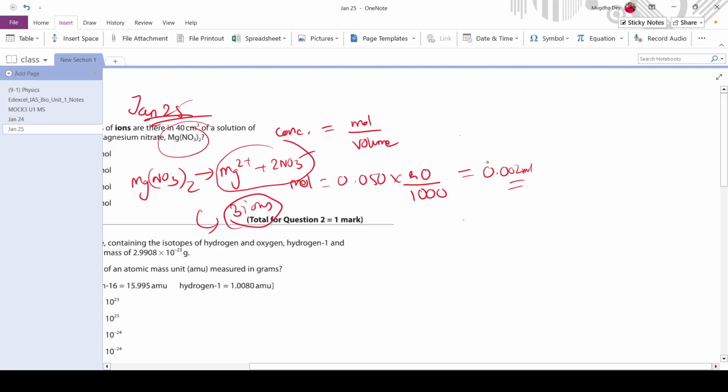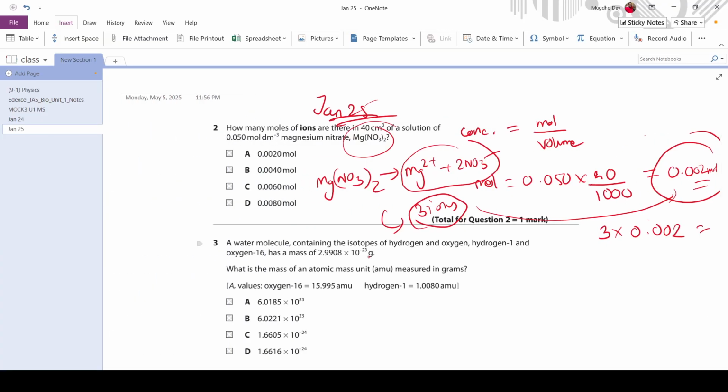And since the solution basically represents 0.002 mole, if we just multiply it, we'll be able to get the number of moles of ions. So 3 times 0.002 will eventually provide you 0.006. Okay, and that would be our correct answer.